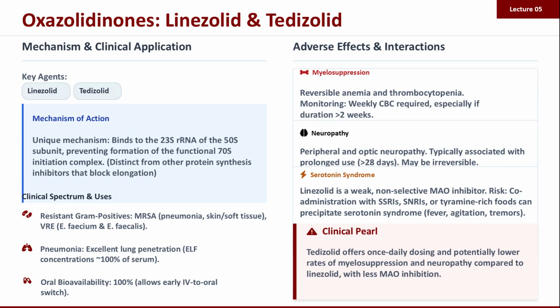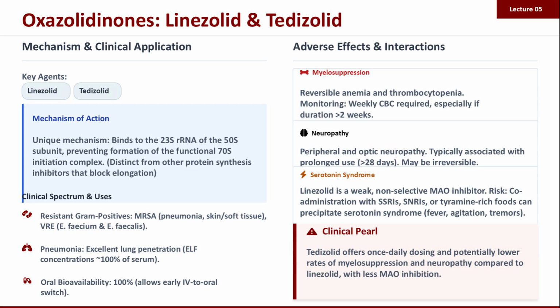Now coming to clinical use, these drugs are mainly used for gram-positive resistant organisms. They are very effective against MRSA and VRE, both E. faecium and E. faecalis. Another important advantage is their excellent lung penetration, so they are widely used in pneumonia, including hospital-acquired infections. Also remember, linezolid has 100% oral bioavailability, so we can easily switch from IV to oral without losing efficacy. Now let us discuss adverse effects, which are very important clinically.